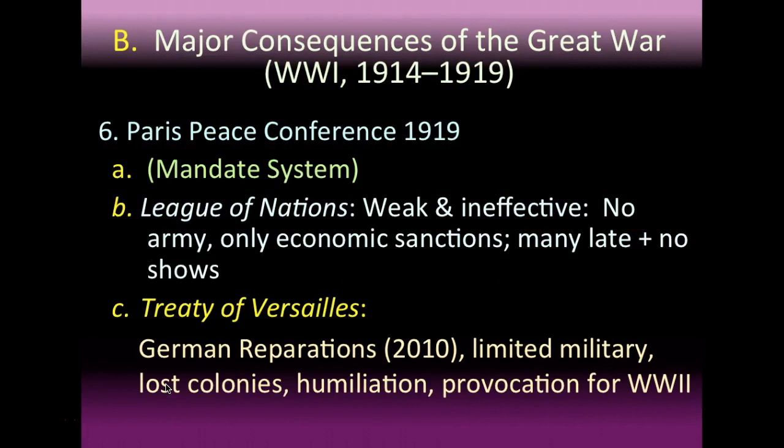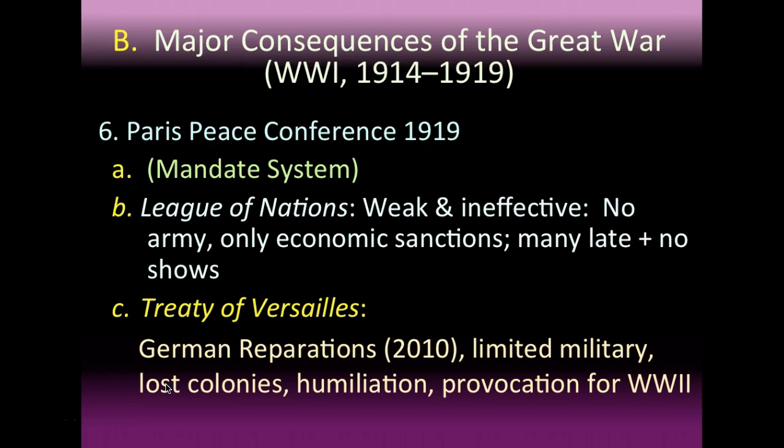Another of the major consequences of the Great War: during the Paris Peace Conference of 1919, that mandate system was set up, and the League of Nations was created. This was the idea of the American President Woodrow Wilson to have a whole bunch of nations come together and stand to prevent war in the future and to make the world safe for democracy. The problem with the League of Nations was that it was very weak and very ineffective.